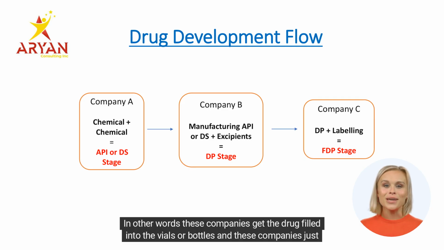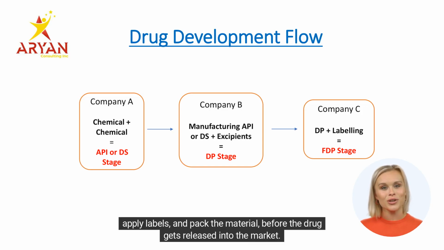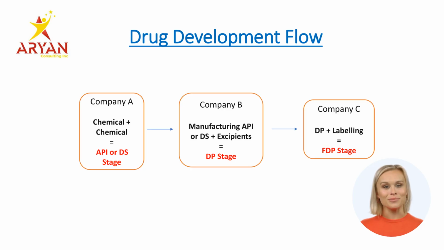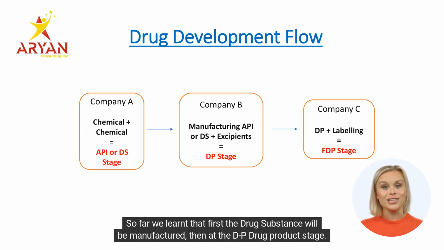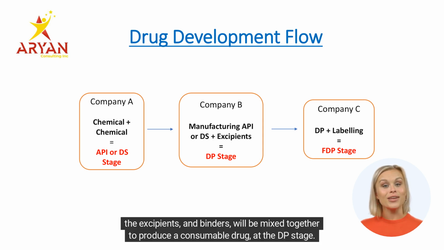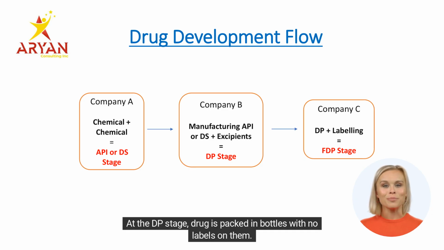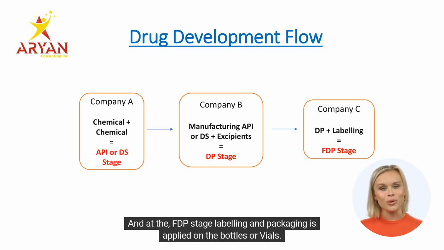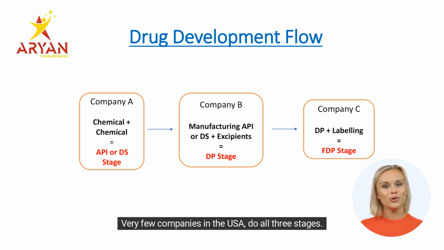In other words, these companies get the drug filled into vials or bottles, and these companies just apply labels and pack the material before the drug gets released into the market. We will learn how they are all manufactured in a simple and easy way to understand. So far, we learned that first the drug substance will be manufactured, then at the DP drug product stage, the excipients and binders will be mixed together to produce a consumable drug. At the DP stage, the drug is packed in bottles with no labels on them. And at the FDP stage, labeling and packaging is applied on the bottles or vials. Very few companies in the USA do all three stages.